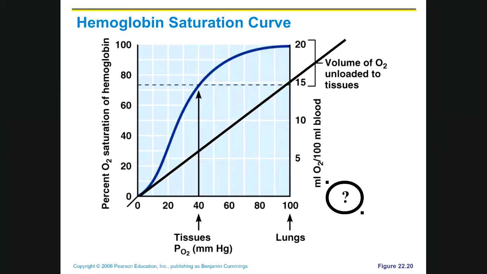Hemoglobin has a special ability. It can change shape. And what makes it change shape is when oxygen binds. And so it changes the curve. So the curve doesn't look like a straight line. It's S-shaped. And the word for an S-shaped graph is called sigmoid. So it's a sigmoid curve. Now, you don't really have to know those words, but you do need to understand this curve.